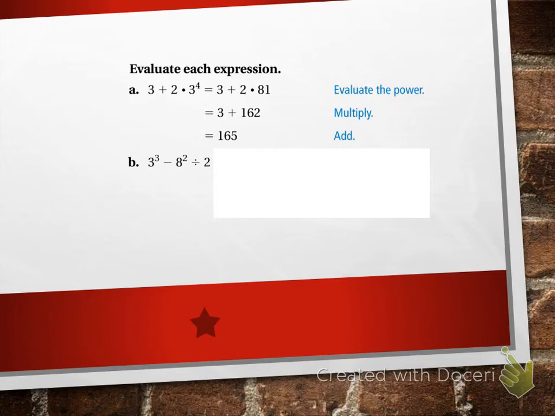Now again, we follow our order of operations. I don't see parentheses, so evaluate the exponents. So we're looking at 3 cubed is 27, minus 8 squared is 64, divided by 2. Now, following our PEMDAS, we multiply and divide from left to right. So we take the 64 divided by 2, which is going to give us 32. So you get 27 minus 32, which gives us a final answer of negative 5.